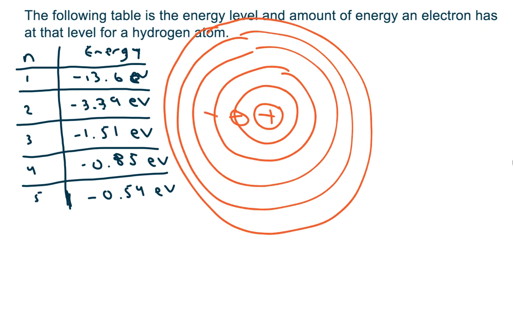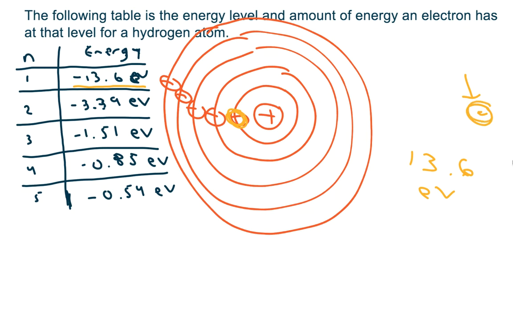It could be there, it could be here, it could be here, it could be here, or it could be there. Now, an electron at this energy level right here has an energy of 13.6 electron volts. Now, that's 13.6 electron volts lower than an electron that would be way out here. This electron over here would be like ionized. This electron right here would be 13.6 eV lower energy than this electron out here.